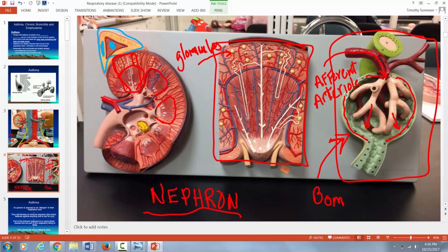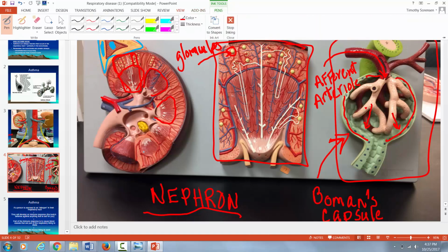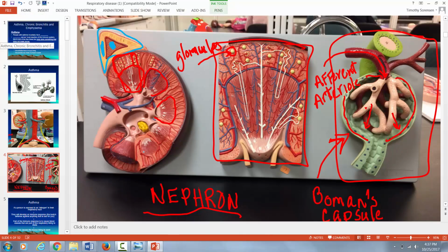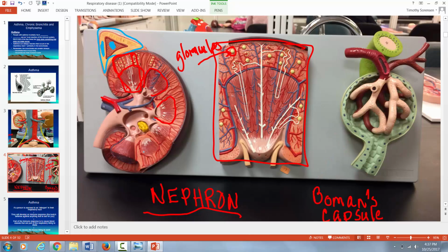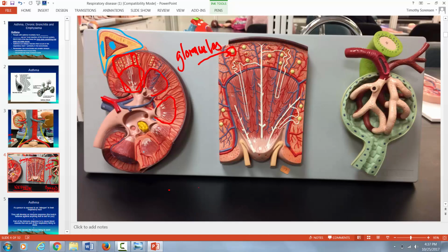Or in your book, it's called the glomerular capsule. And this is what is used to catch what was filtered by the glomerulus. So this picture right here is a big blown up version of this guy right here. So the nephron is basically a network of tubules that catch what was filtered by the glomerulus, and then what was filtered by the glomerulus, the filtrate, travels through what I like to refer to as the yellow brick road.